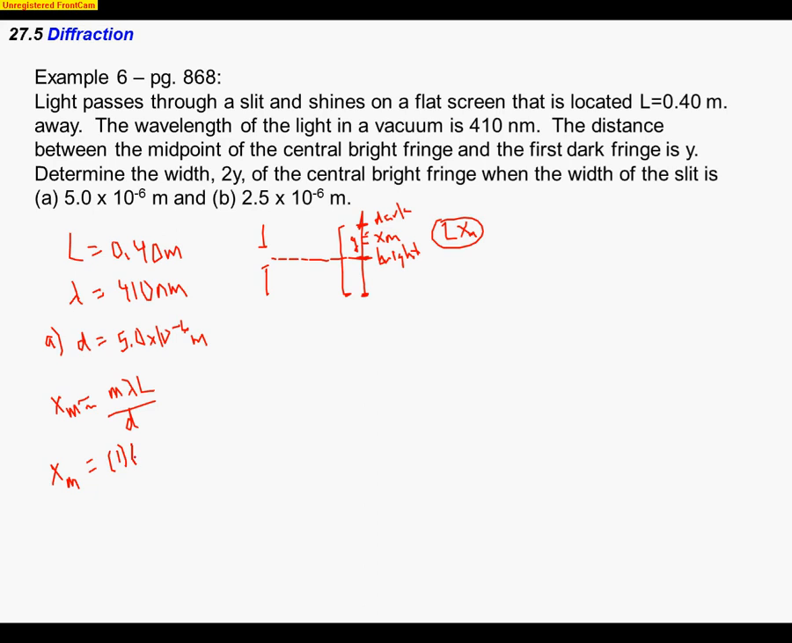Our wavelength is given, 410 nanometers. Our L is given as 0.4 meters. And then our D for part A was 5.0 times 10 to the negative 6 meters. So don't forget when you're typing this into your calculator, this nano stands for 10 to the negative 9th. So this is really 410 times 10 to the negative 9th meters. So if you type that all in, you get xm is equal to 0.033.